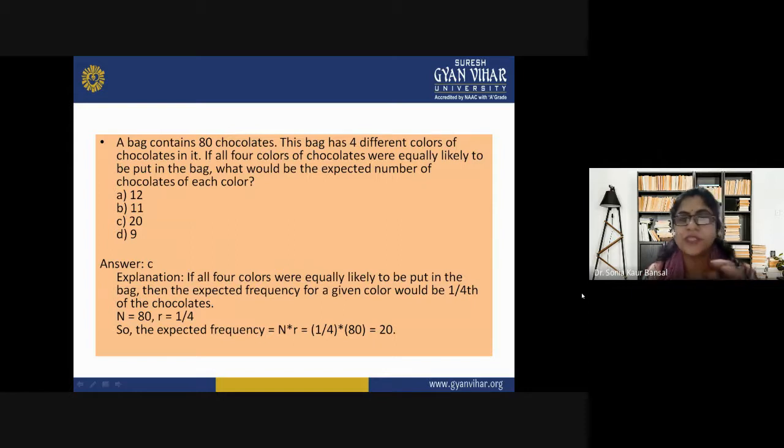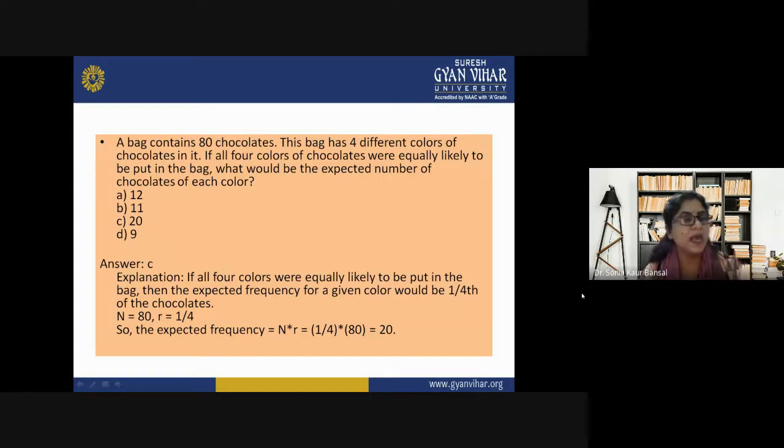So understand, students, there is a bag full of 80 chocolates, and this bag has 4 different colors of chocolate in it. If all 4 colors of chocolate were equally likely to be put in the bag, maybe 20, 20, 20. So what would be the expected number of chocolates of each color? So we are just expecting. Maybe I am expecting 20. So maybe it is expected, but what is observed? How the difference is seen, that is from the chi-square test. So answer C is most appropriate, that is 20. That is also given here.